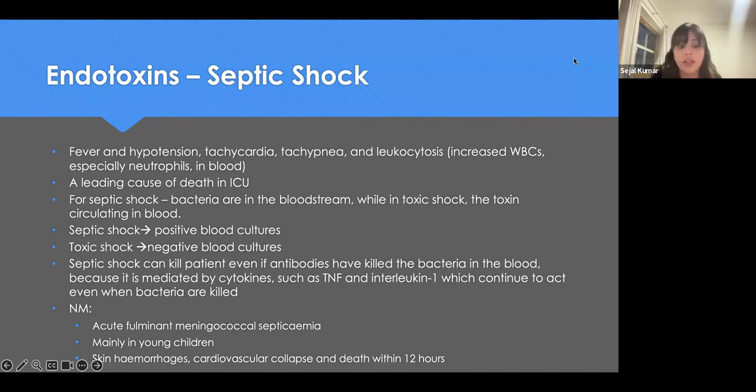So that's a way to tell the difference between the different types of shock if a patient is suffering from it. And septic shock can kill the patient even if antibiotics have killed the bacteria, because it's mediated by cytokines like TNF and interleukin 1, which can continue even after the bacteria have been killed. So it's quite dangerous in that way. Neisseria meningitidis is a really good example of septic shock. It can lead to acute fulminant meningococcal septicemia. This happens mainly in young children, and it causes a bunch of things: cardiovascular collapse and then death within 12 hours. So it's really dangerous.